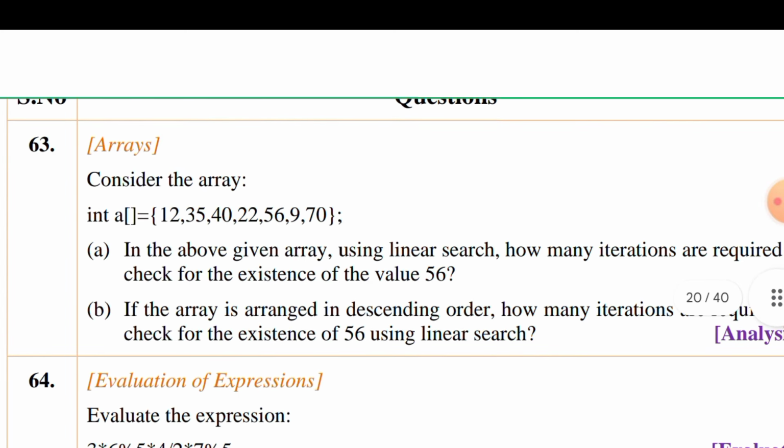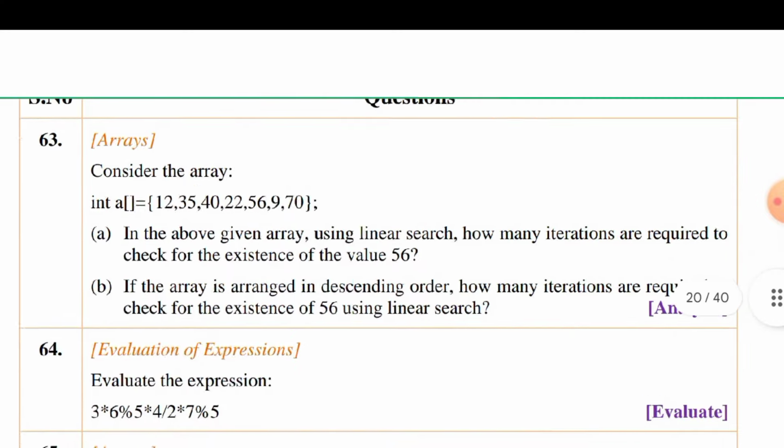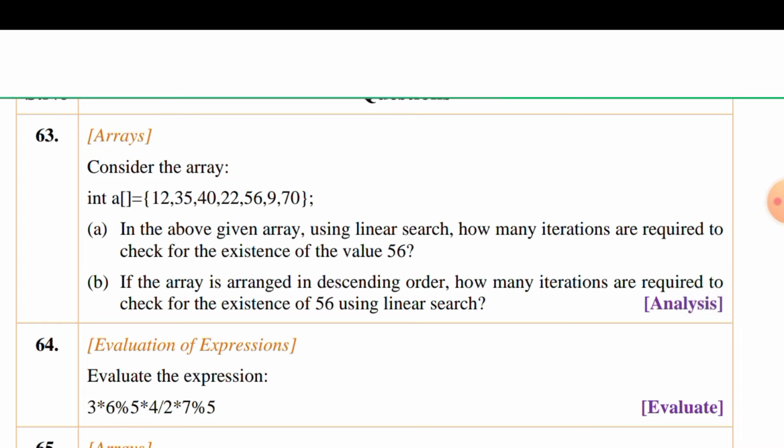Now let's go to question number 63. We have to consider the array of integer type named a, and there are some elements. In the given array, using linear search, how many iterations are required to check for the existence of the value 56? If you're doing linear search, then you have to run the loop how many times? You have to see at what position the element is. 12, 35, 40, 20, 56. It is at the fifth position, or index number 4. So the loop has to be executed 5 times.